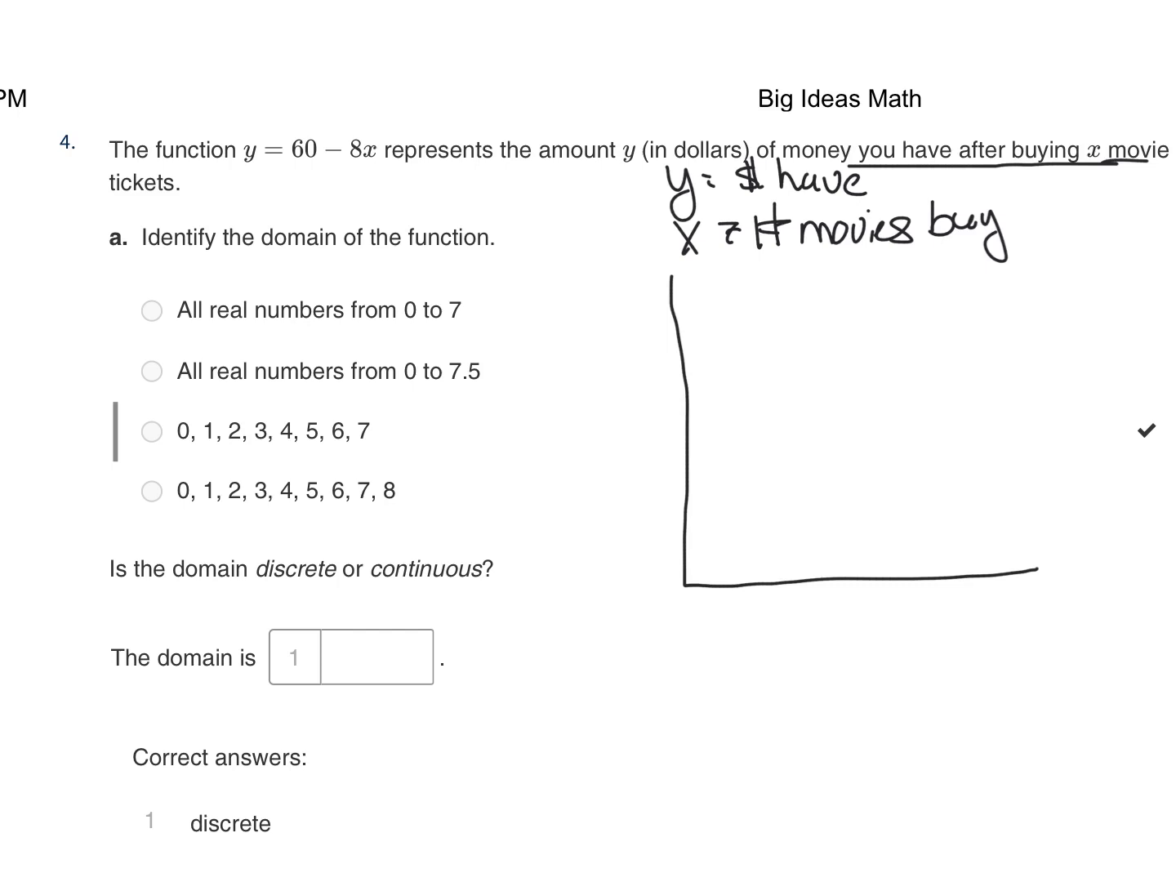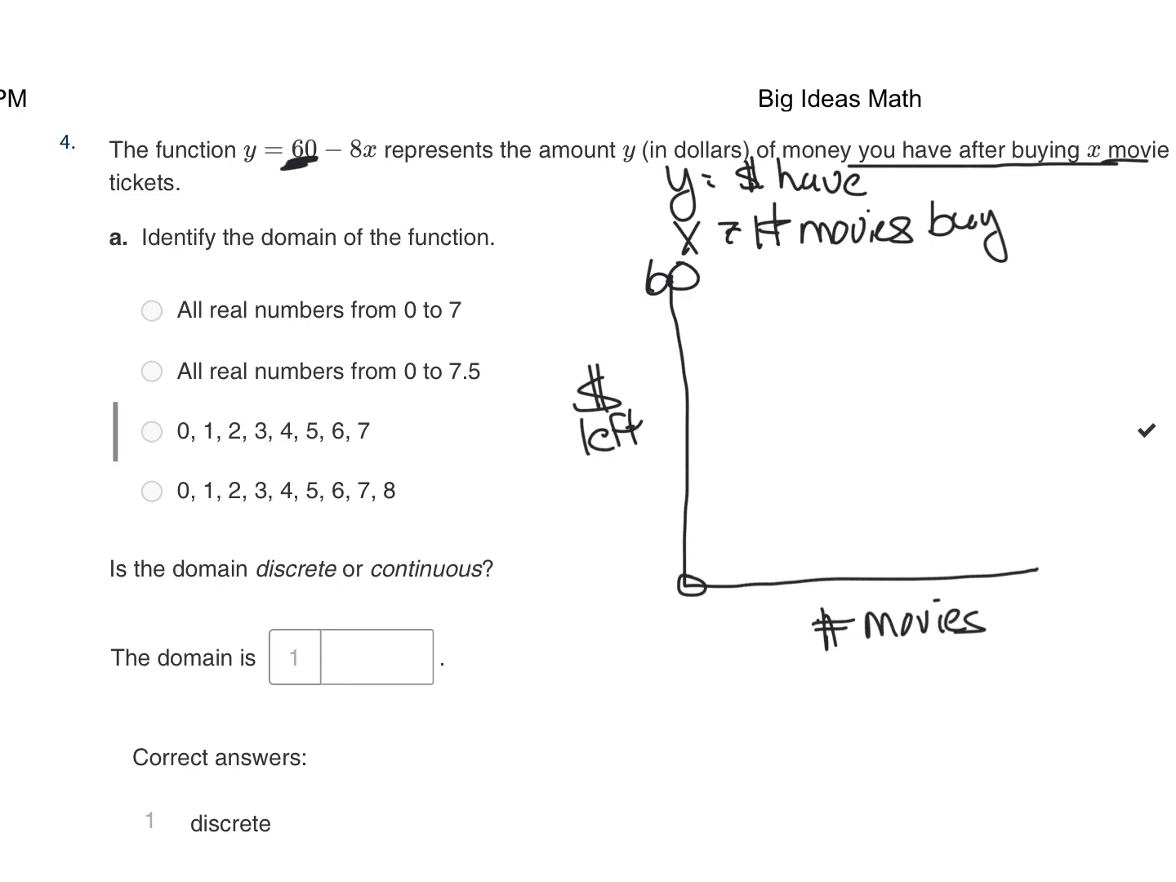So think about your x and y intercepts, because what's our dependent variable? It is the amount of money we have remaining, right? Because it's dependent on how many movies that I buy. And this is your dollars left over. So I started off, I had $60, right? And I haven't bought any movies.